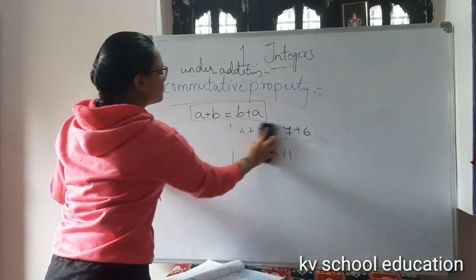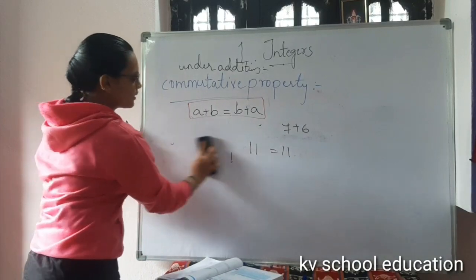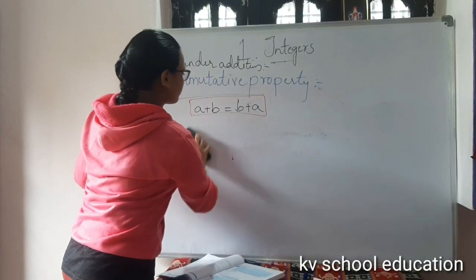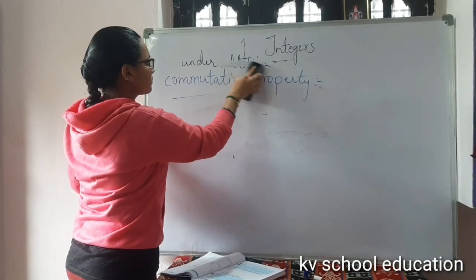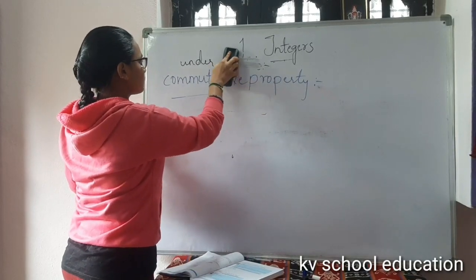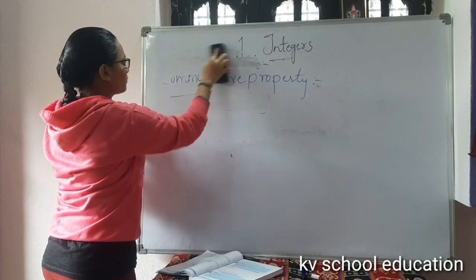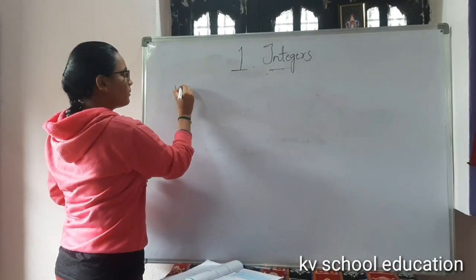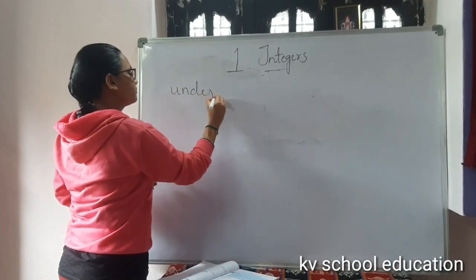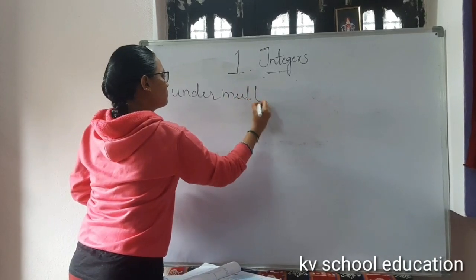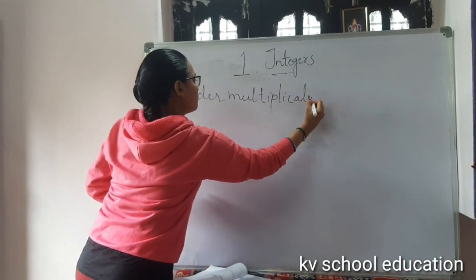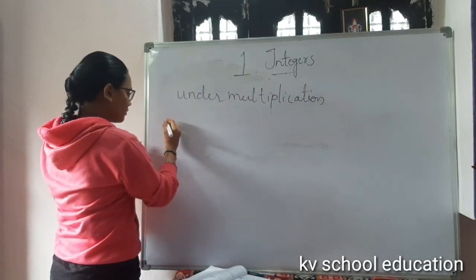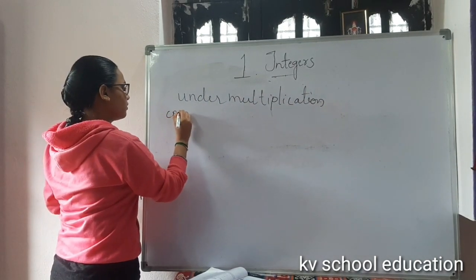Now next we will follow the commutative property under multiplication. Now under multiplication we will see.